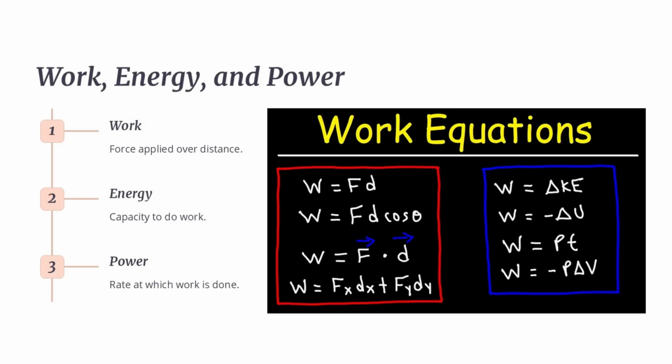Work is the application of force over a distance. Energy is the capacity to do work. It comes in different forms like kinetic, potential, thermal, etc. Power is the rate at which work is done. It measures how quickly energy is transformed or transferred. Understanding the relationships between work, energy, and power is key to analyzing many physical systems and processes.